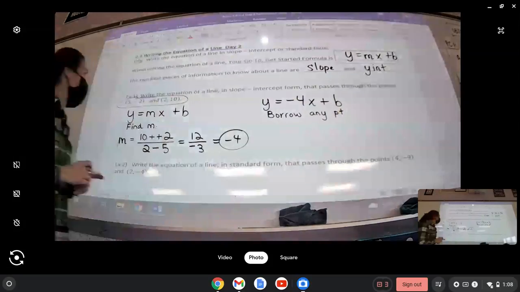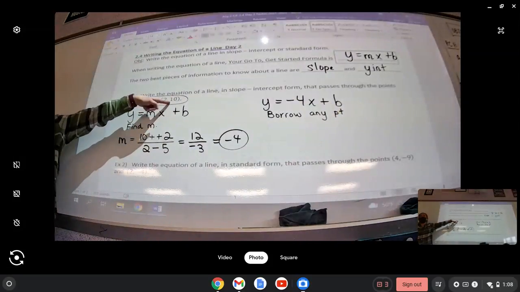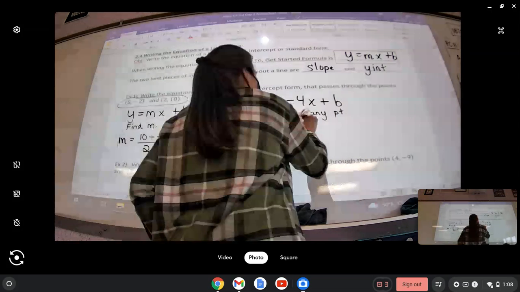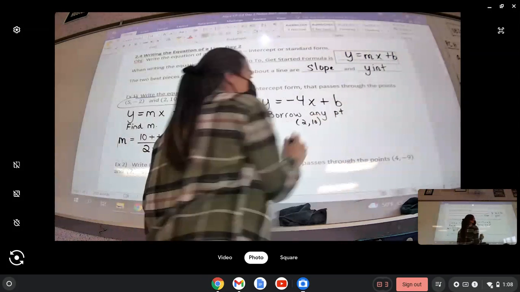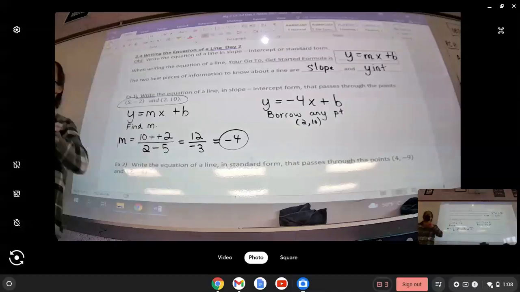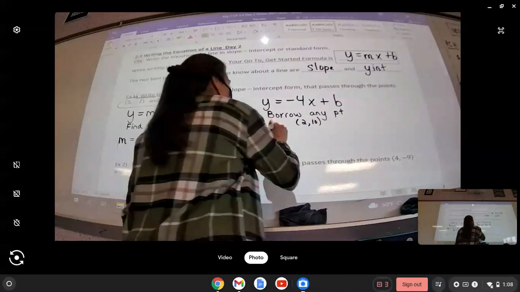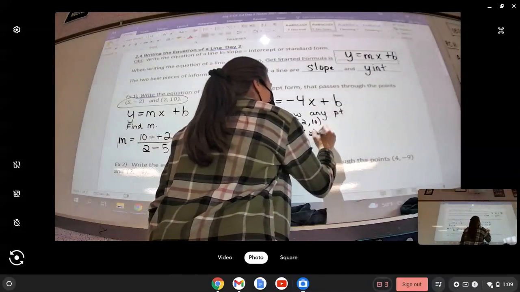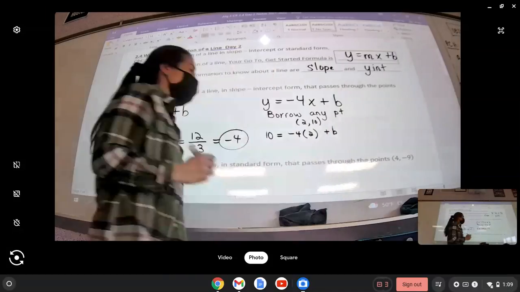Let's see. I'm going to borrow that one because both numbers are positive. That's literally my reasoning. All right, so I'm going to borrow (2, 10). So plug 2 in for x and 10 in for y and solve for b. So 10 will equal -4 times 2 plus b.